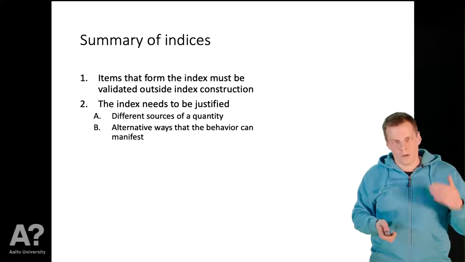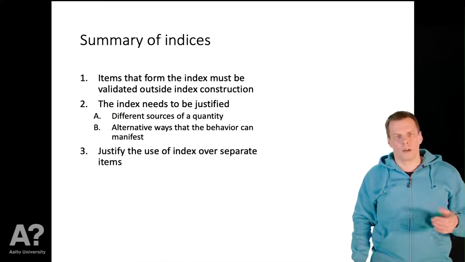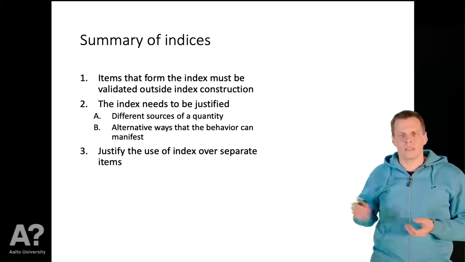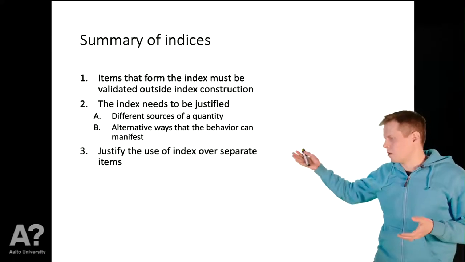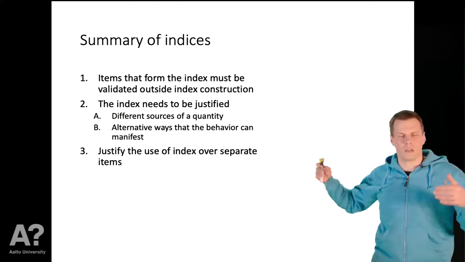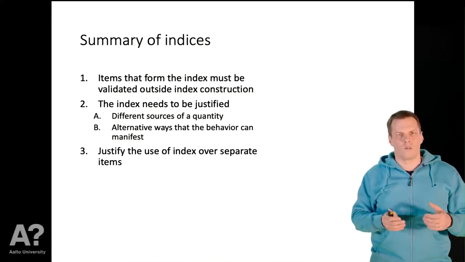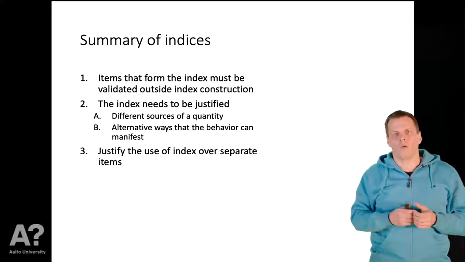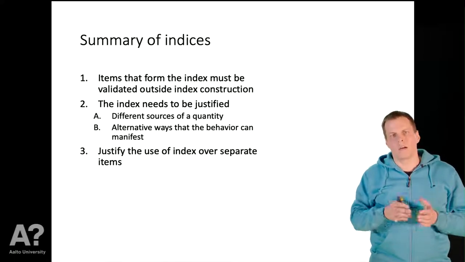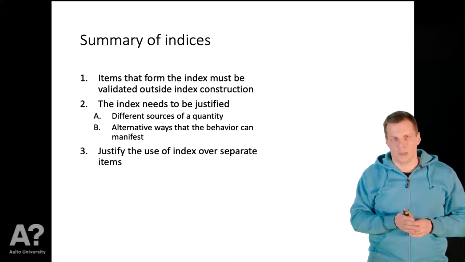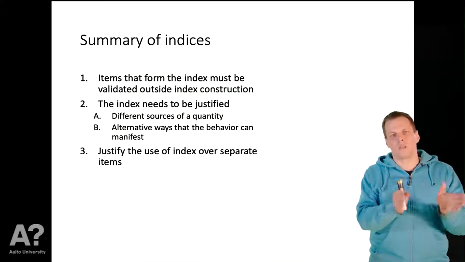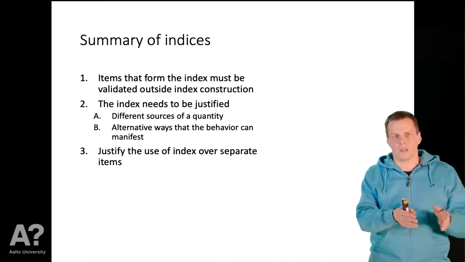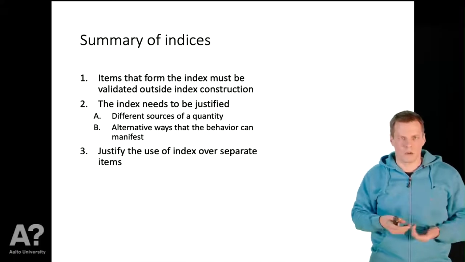The third thing that you have to do is to justify why you are using an index over separate items. And this has to do with the level of theorizing. So are you interested in a higher level question of, for example, does supply chain redesign matter at all? Or are you interested in understanding what kind of supply chain redesign matters? Are you interested in whether alcohol drinking, or beer drinking versus wine drinking, causes health problems, and so on.